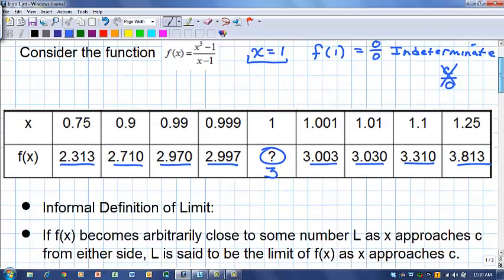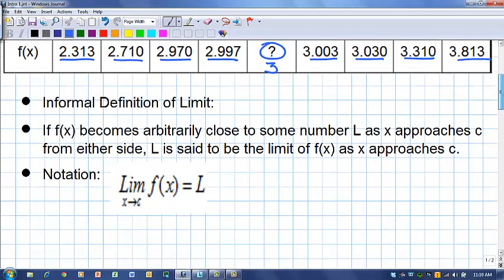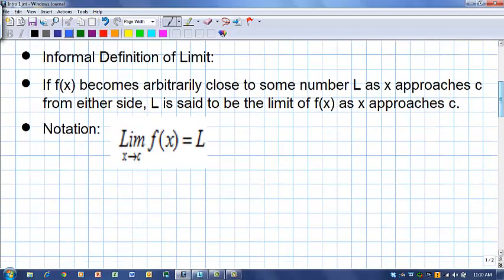So our informal definition of limits is going to be given by this. If f of x becomes arbitrarily close to some number L, as x approaches c from either side, L is said to be the limit of f of x as x approaches c. And the notation that we use for that is this. This is read the limit of f of x as x approaches c is equal to L.